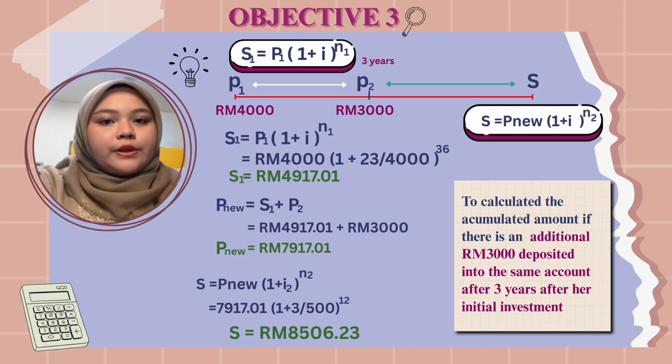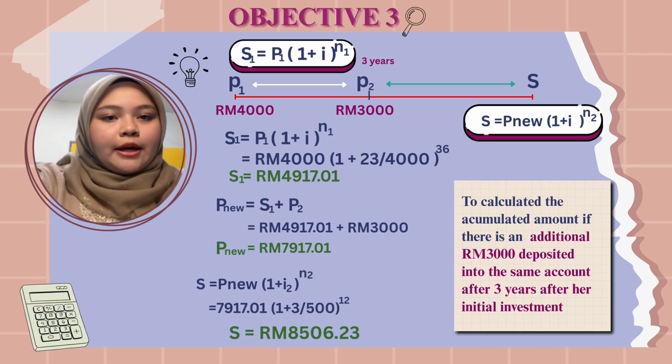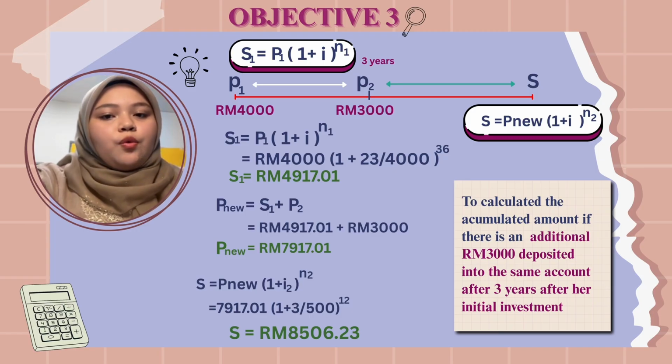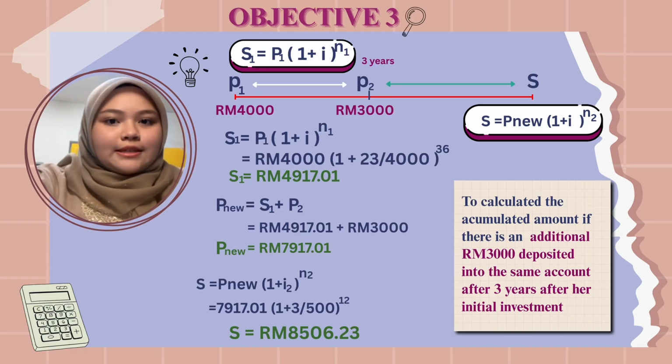Next, after 3 years, an additional deposit of 3,000 ringgit is added to the same account. To combine the amount with the new deposit, we use the equation P new equals S1 plus P2. So we add the values, P new equals 4,917 ringgit and 1 cent plus 3,000 ringgit. This gives us a new principal amount of 7,917 ringgit and 1 cent.